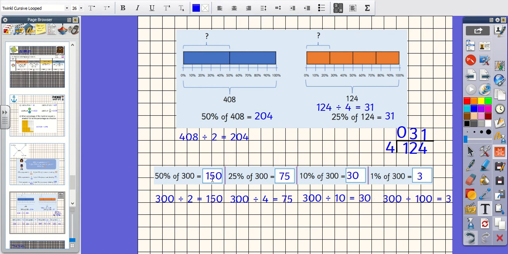Okay, so you should have got 150 for your first answer, 75 for your next one, then 30, then 3. I hope you remembered that if we divide by 10, we are just making this number 10 times smaller, so we can just get rid of that 0 on 300 to equal 30. And then if we're dividing by 100, we're making the number 100 times smaller, so we can cancel out the 2 zeros from 100 and the 2 zeros on 300 to give us 3.